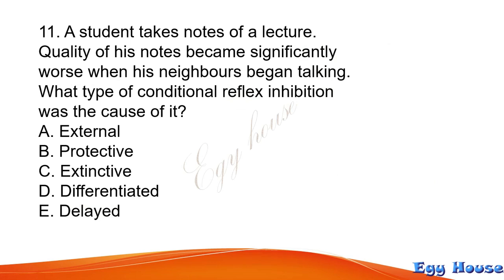Next question is that the student was taking notes, but his neighbors started talking, and this caused a conditional reflex inhibition. And this one is external, and it's very clear that the factor was external. That's how you can remember this. Also because this has nothing to do with the student himself, so it was an external condition, sorry.